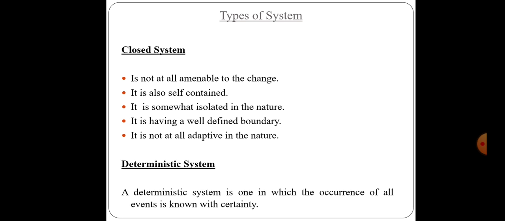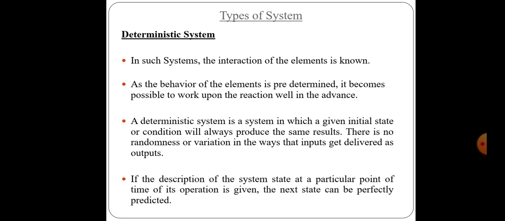Next system is the deterministic system. What is it? The name itself tells you, it is one in which the occurrence of all the events is previously known with certainty. We are certain about the occurrence of the event. So, deterministic, we are determined that yes, this is how the system is going to work. In such systems, the interaction of the elements is known, and as the behavior of the elements is predetermined, it becomes very much possible to work upon the reaction well in advance.